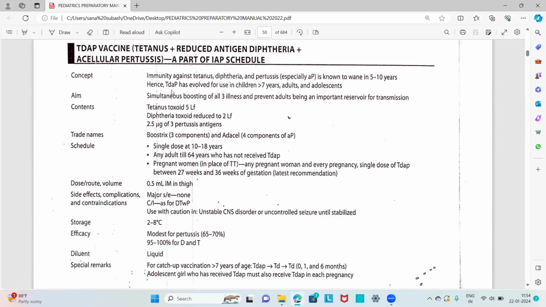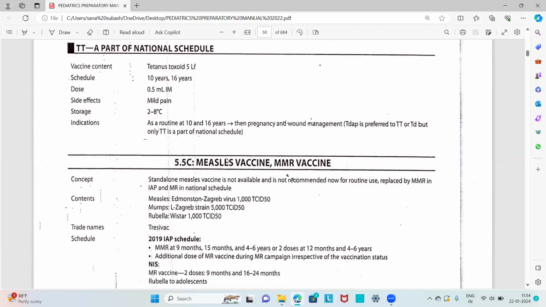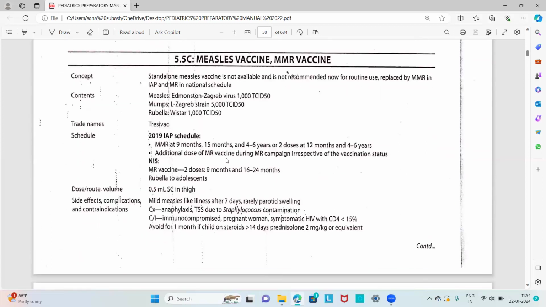Then about the measles vaccine, MMR vaccine. For measles, the strain is the Edmonston-Zagreb virus strain, and for mumps we have the Zagreb strain, and for rubella we have the RA 27/3 strain. Not Wistar, for rubella we have the RA 27/3 strain. Then schedule is MMR at 9 months, 15 months, and 4 to 6 years, or 2 doses at 12 months and 4 to 6 years. Dose is 0.5 ml subcutaneous in the thigh.